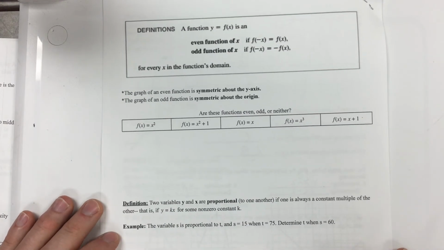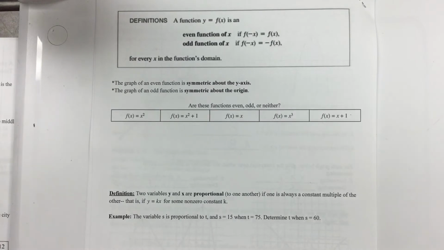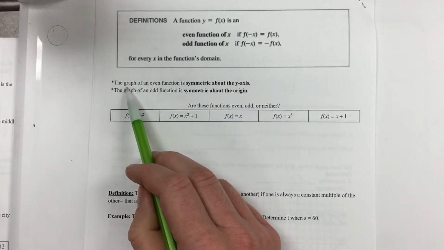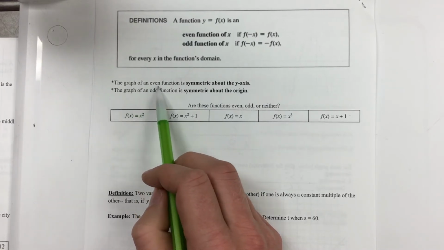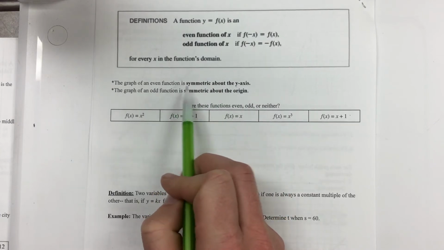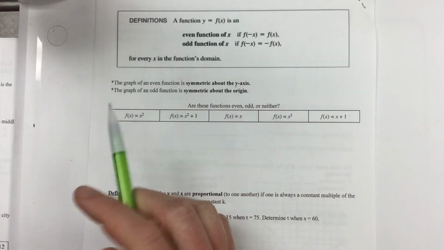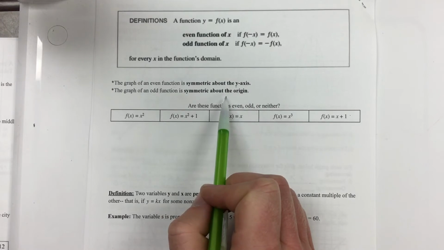So last but not least are even and odd functions. I told you earlier on in the video that we would talk about even and odd functions. They have specific characteristics. The graph of an even function is symmetric about the y-axis. So any even function is going to be symmetric about the y-axis, which means it's going to reflect across the y-axis. The graph of an odd function is symmetric about the origin, which means it's going to reflect about the origin.